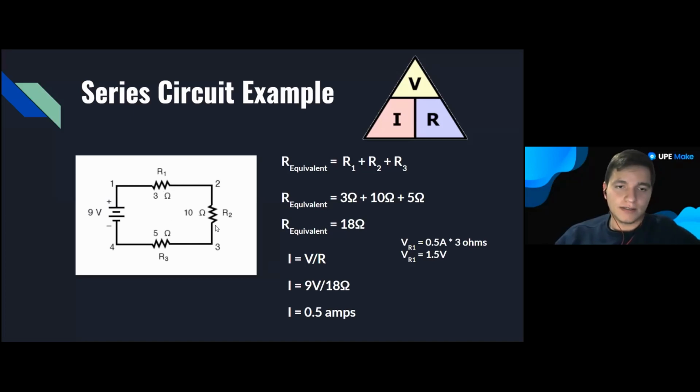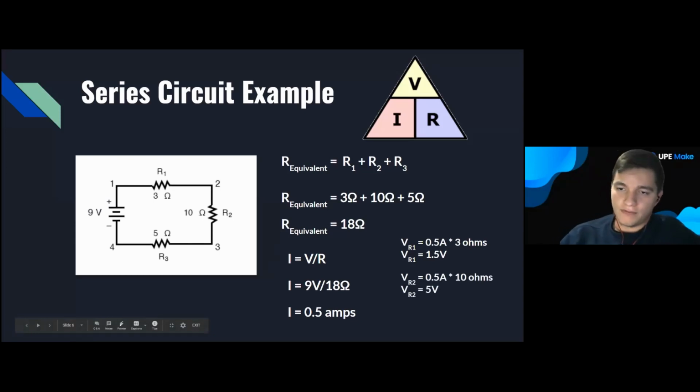Now if you want to follow along, for the second one we have 10 ohms and the current, which is 0.5. If we multiply that, it would be 5 volts. So far we have 5 plus 1.5, which is 6.5 volts. So we can assume the rest of the voltage is dropped across the last resistor, which is 2.5. If we add these voltages together, we get the total of 9 volts, which is the amount that was dropped across all the resistors.